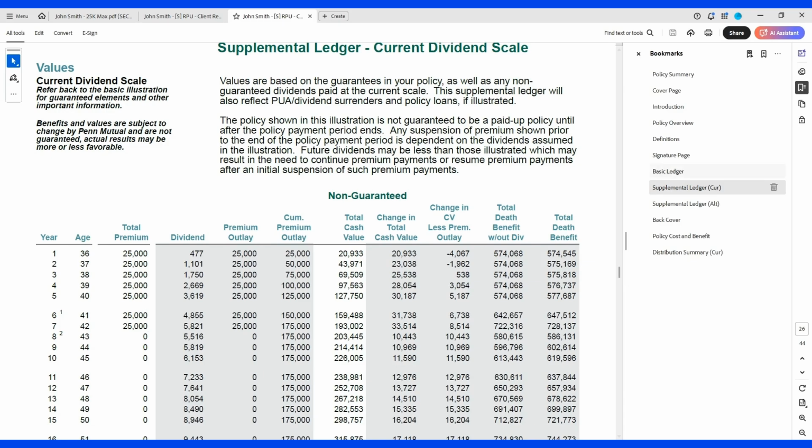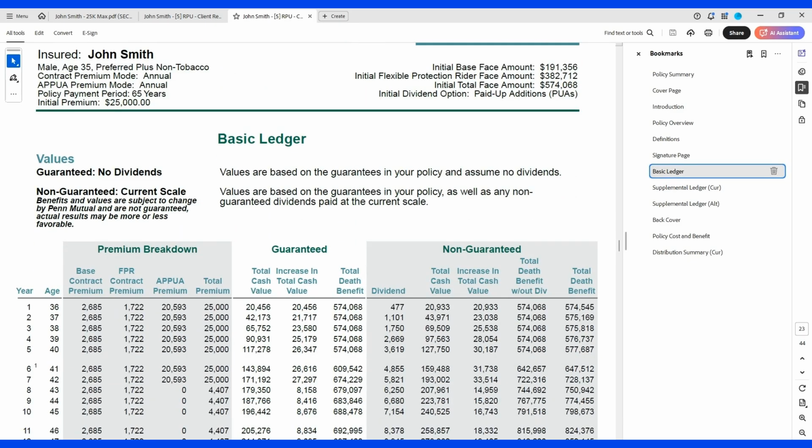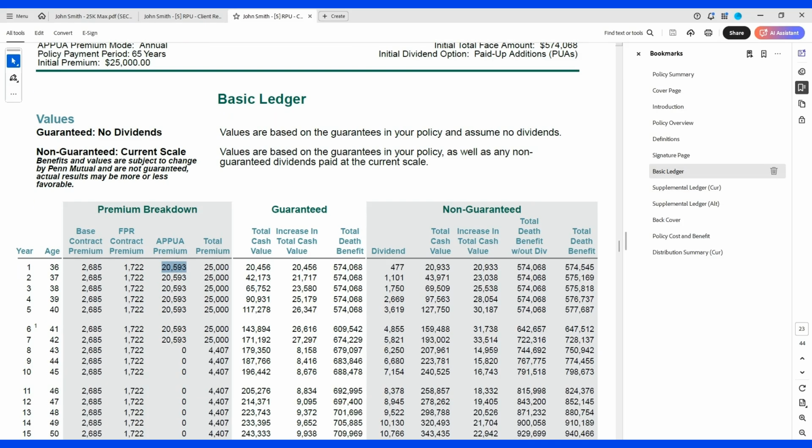So if we go back up here and look at the premium structure, in this one, notice how the base contract premium is much smaller, only $2,600 relative to the total. The term rider is $1,700, and then the paid up additions rider is $20,000. So because the foundation is smaller, we can't go for as long.